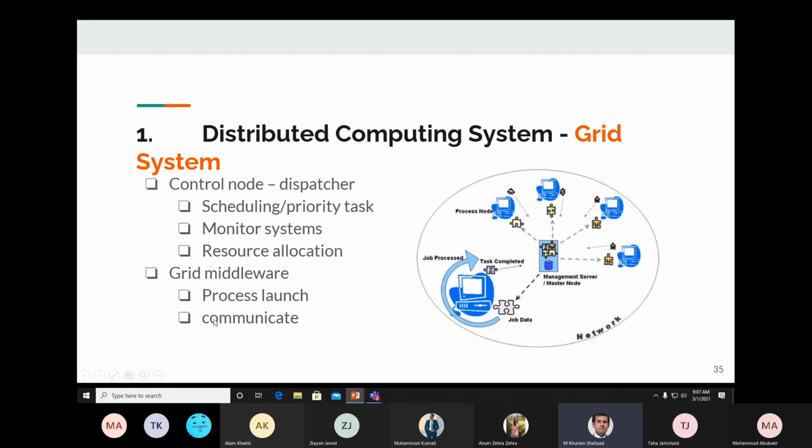So the grid middleware function is, whenever there are a number of tasks in the queue, these tasks are assigned, as I told you, where the resources are located, and preferably with good performance in mind. And of course, communicating between different operating systems and hardware is also a function of this middleware.